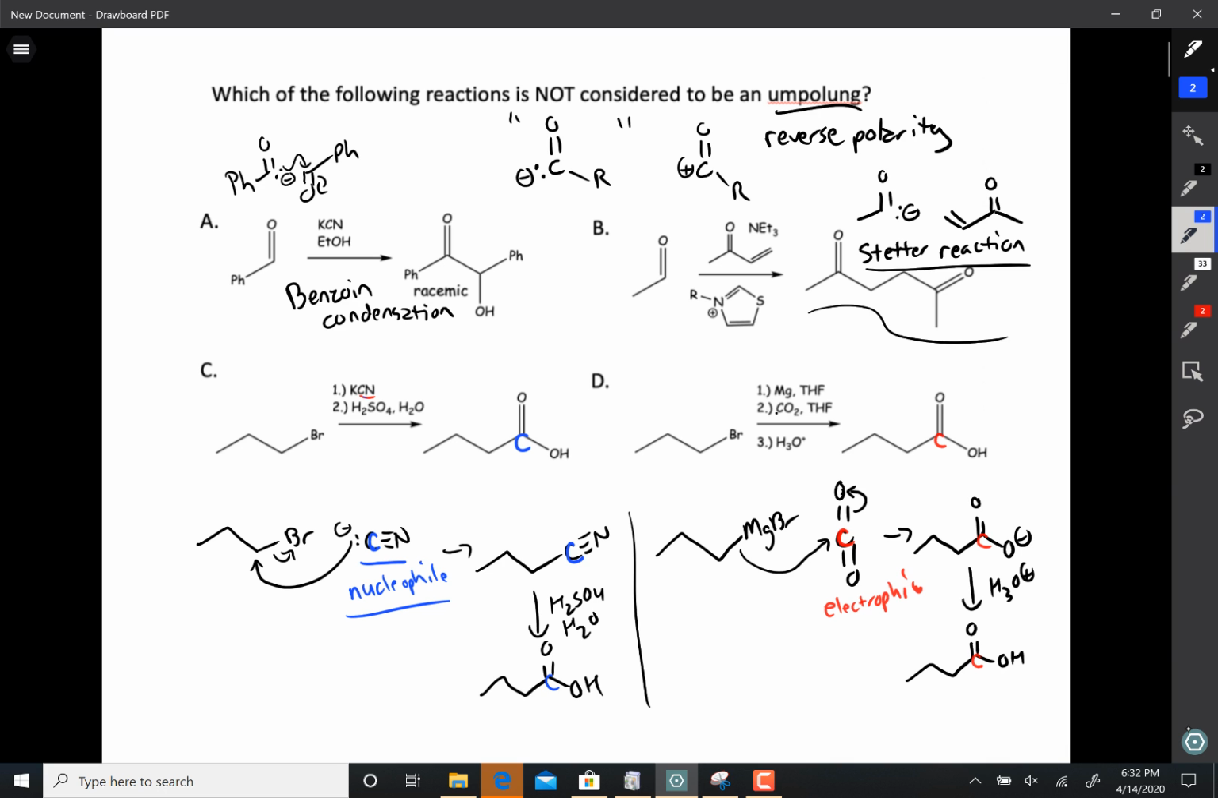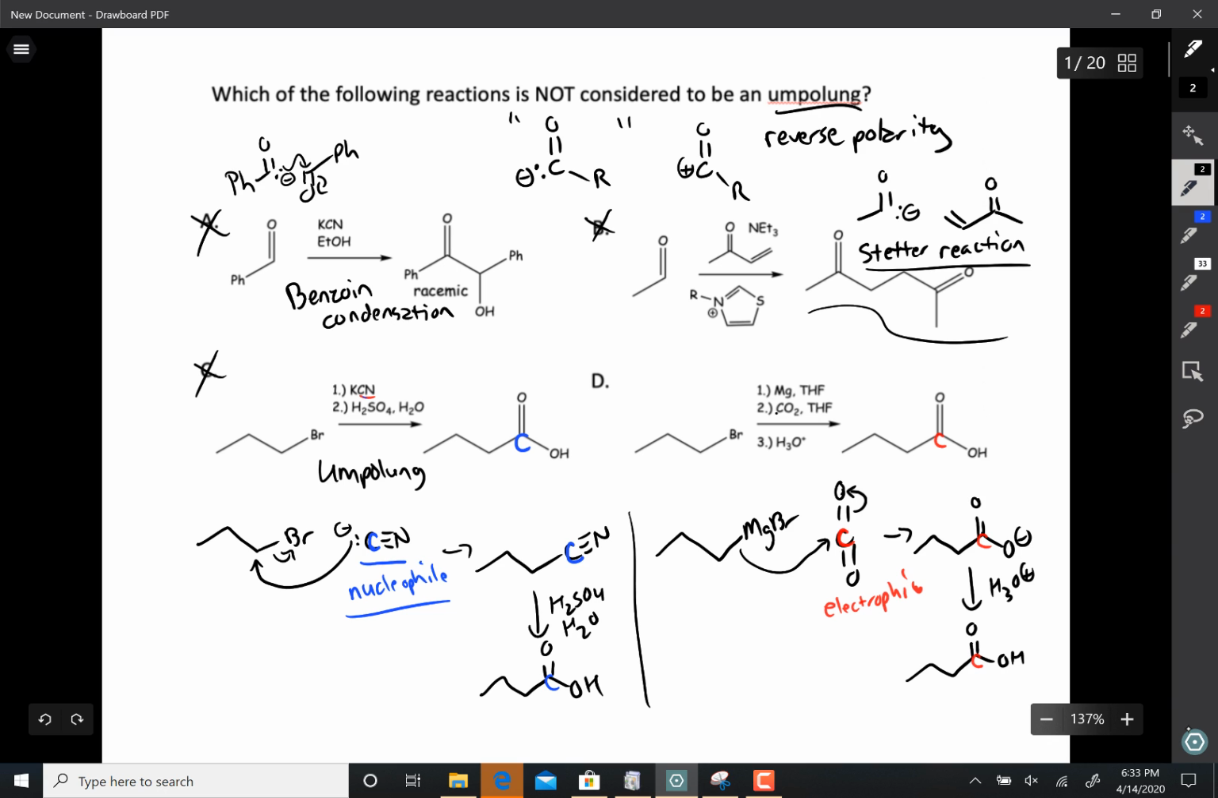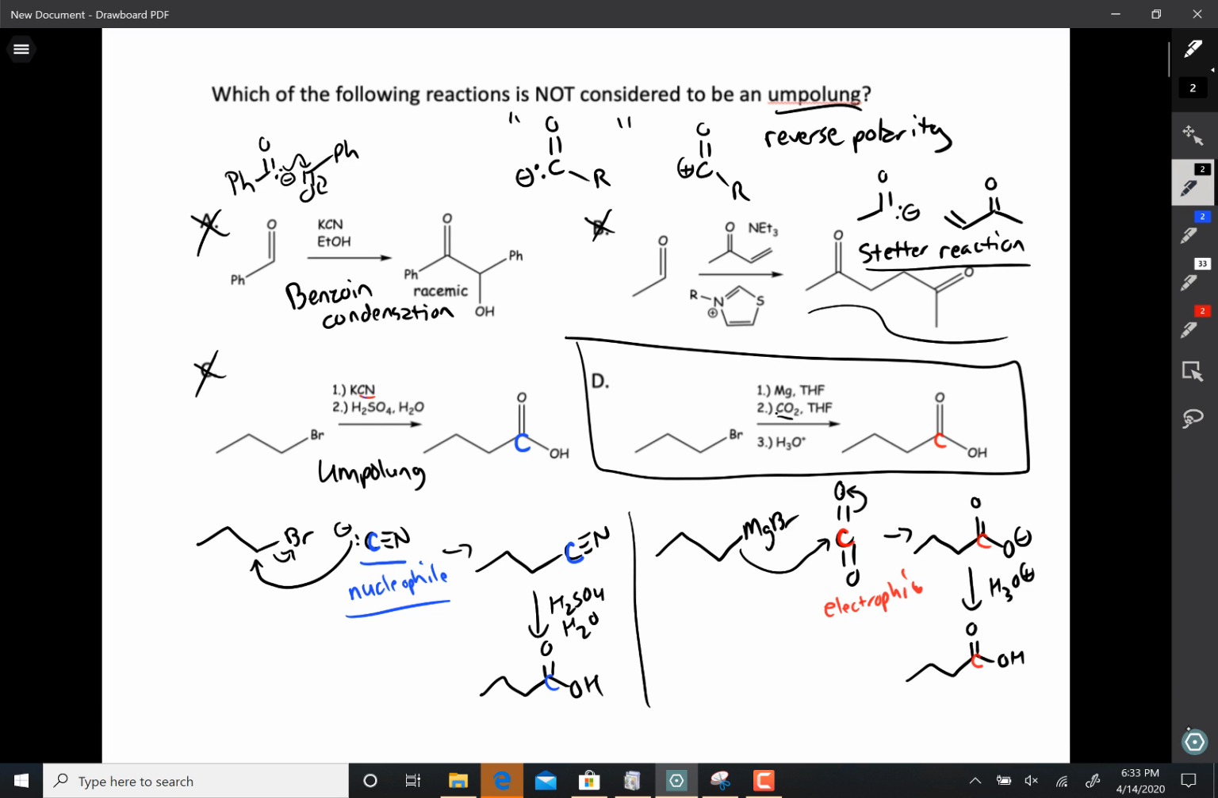So this is an example of an Umpolung reaction, because normally carbonyls exist as carbocations, and here we're using that carbon as a carbanion. Okay, so therefore this is an Umpolung. So we can cross out A, B, and C. D is the one where it starts out as an electrophilic carbonyl and stays an electrophilic carbonyl throughout the entire process.